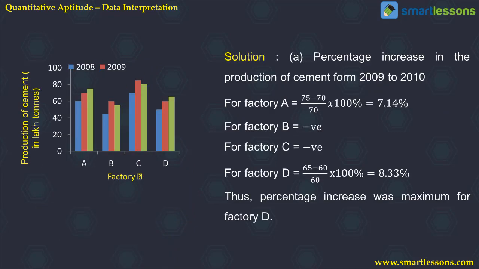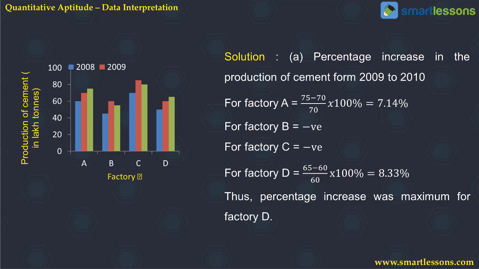So how to do that? Here you need to find out the percentage increase. Remember one thing, this is not only increase, this is the percentage increase. So if you go back to this chart, the increase you have to find out from 2009 to 2010. Now for factory A, there is an increase. How much increase is it? 75 minus 70, that is 5. So the increase is 5 lakh tons.